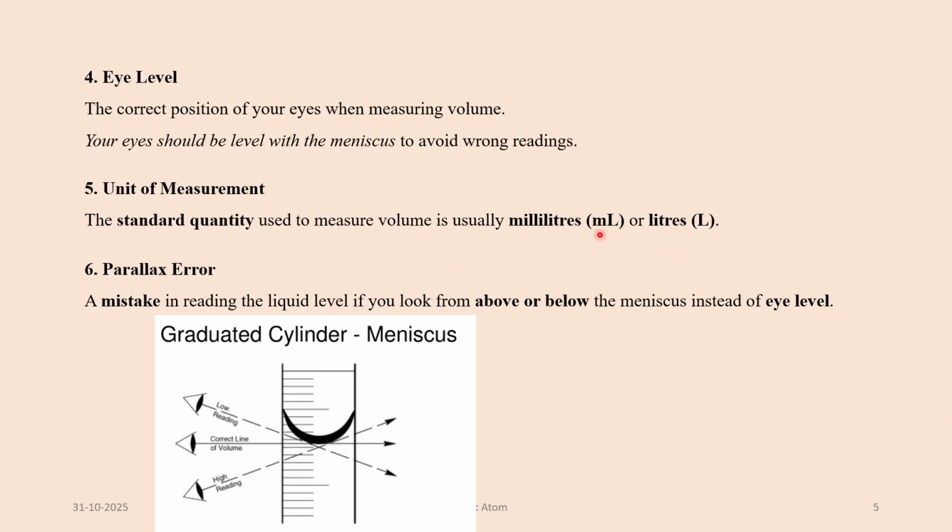So first is ml and second one is liter. These are the two units that we use to measure the volume of a liquid inside a cylinder.